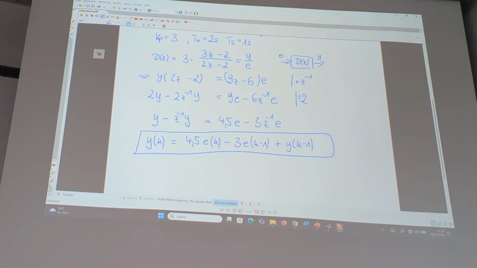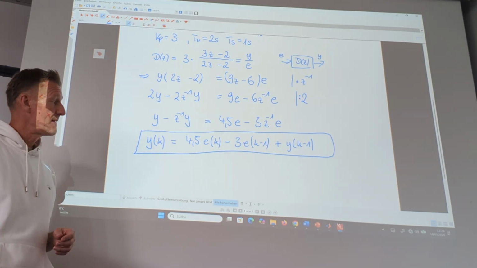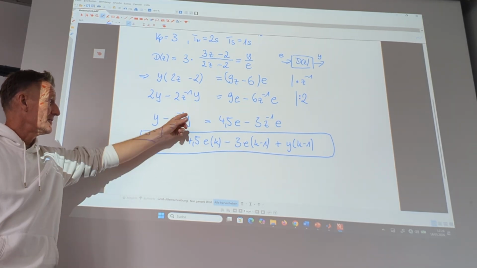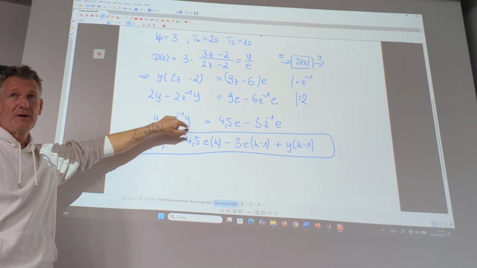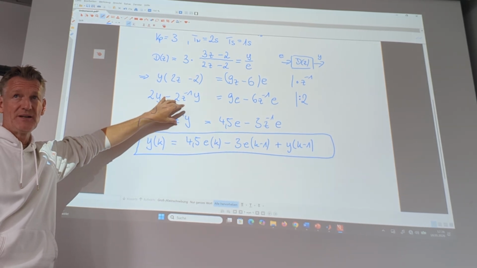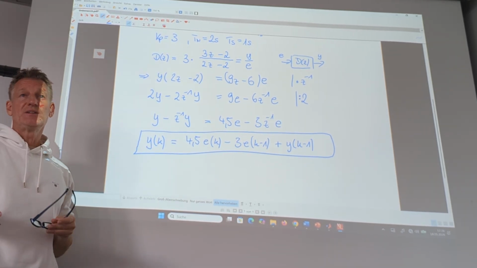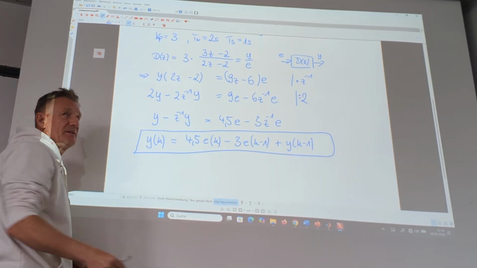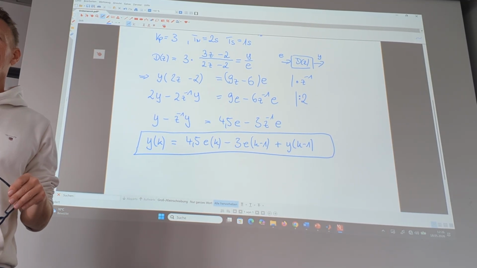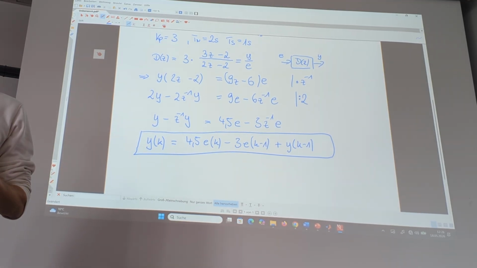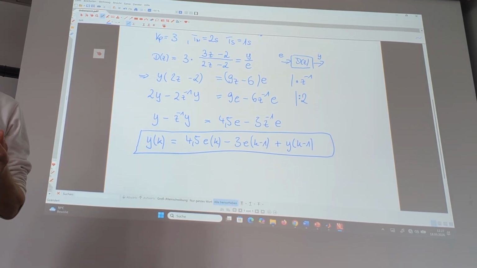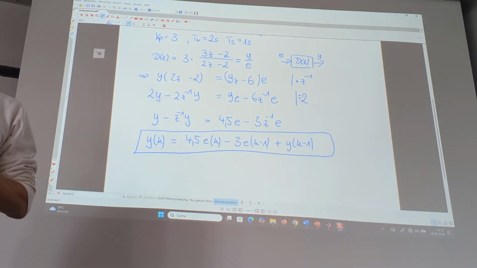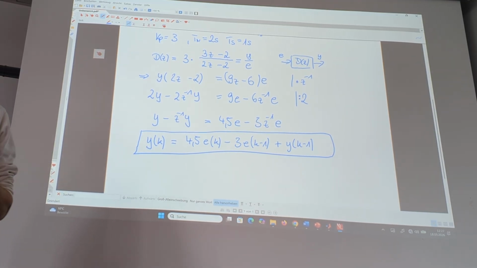Yes, how do we come from these c to the power of minus 1 to e of k minus 1? Okay, so remember, the multiplication with z to the power of minus 1 means actually, so y is the value, and this exponent here tells you the point of time when this value is applied. That's what we learned several lessons ago.